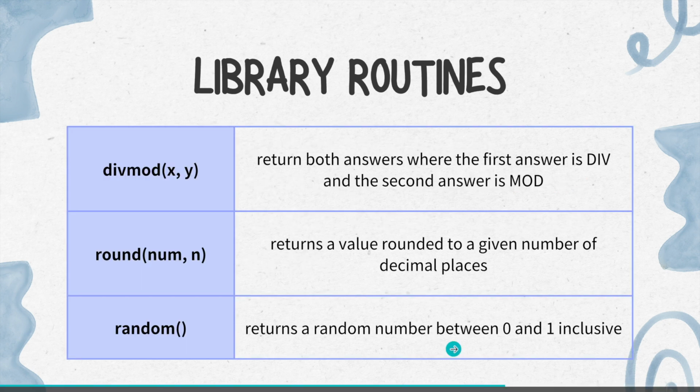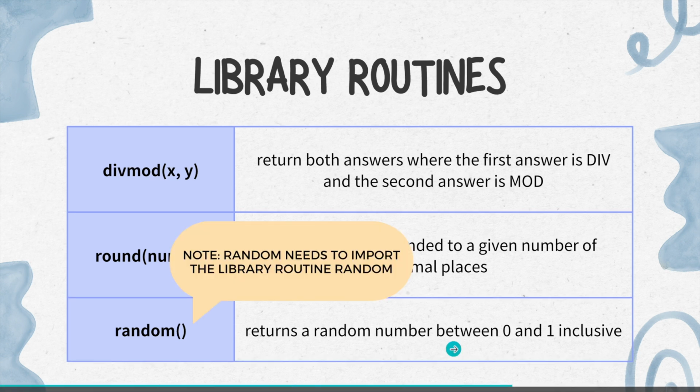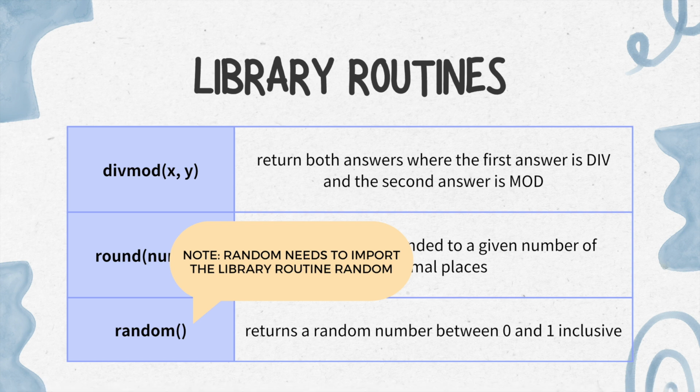Here are some examples of library routines in Python. The first is divmod(x, y), which will return two values. The first is the quotient of x divided by y, and the second is the remainder of x divided by y. The second is round(num, n), which rounds the number num to n decimal places. The third example is random, which returns a random number between 0 and 1 inclusive. What needs to be noted here is that the random module must be imported before calling the random function.